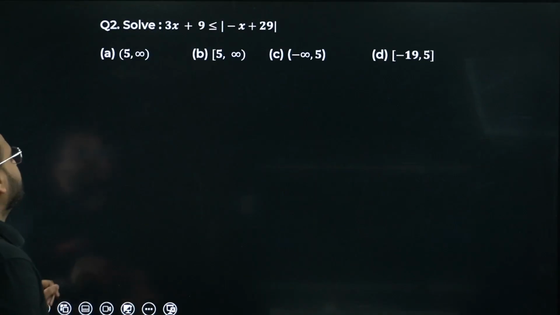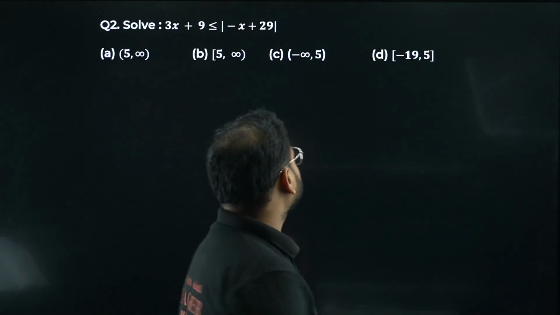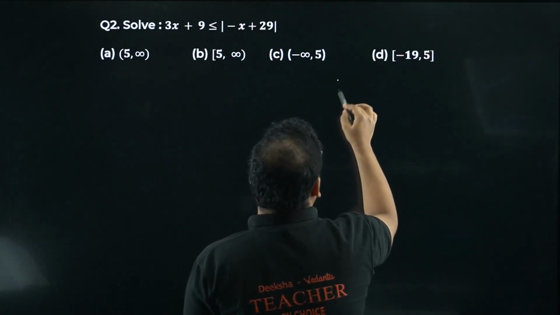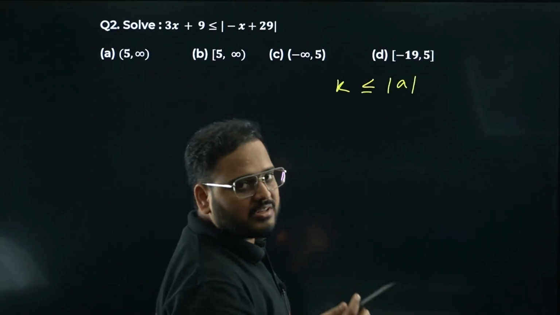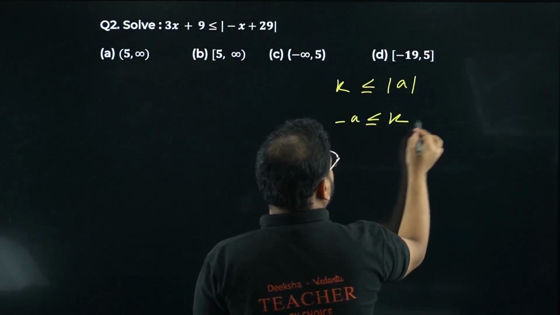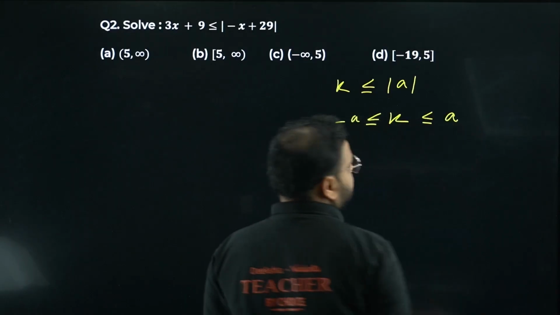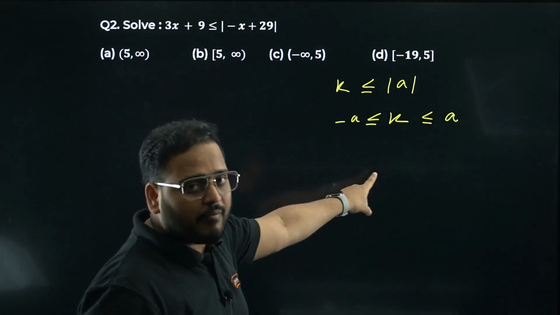Question number 2 now. Solve 3x plus 9 less than or equal to mod of minus x plus 29. Forget about this for now. Whenever you have a case like k is less than or equal to mod of a, how do you solve this? We have two conditions: k is greater than or equal to minus a and less than or equal to a. You know this property, right? Whenever we have a condition like this, we write it in this form of the inequality.